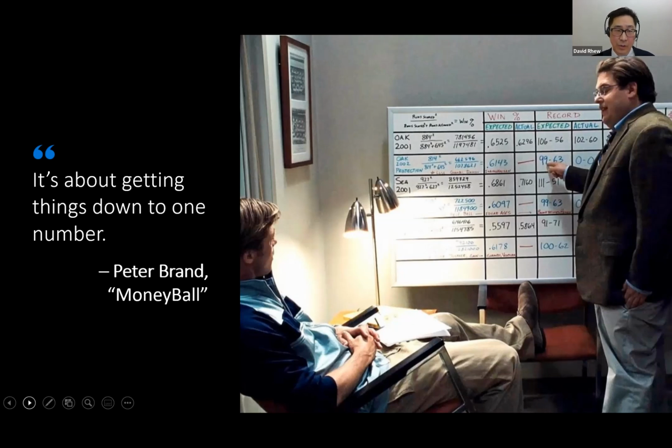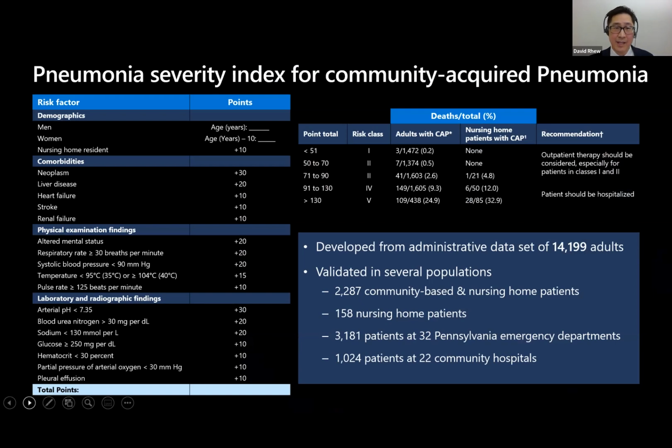Well, in healthcare, we've done something very similar in the past. I'm an infectious disease doc. A lot of my research early in my career was around community-acquired pneumonia. Some of you may be familiar with this. This is the Pneumonia Severity Index, or the PORT score.